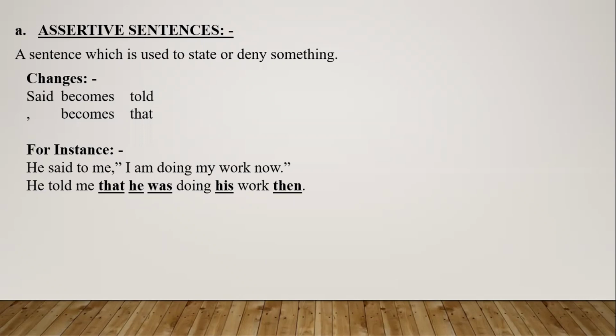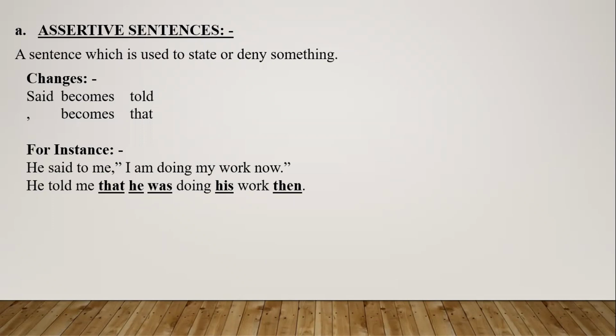So I have used was, because for he, she, it we can use was. And doing. My, the possessive pronoun of first person, also has to be changed with he, that is his. His is the possessive pronoun of he. And work now: the word now we have to change to then, which shows time. Now we have finally converted direct speech into indirect speech: he told me that he was doing his work then.